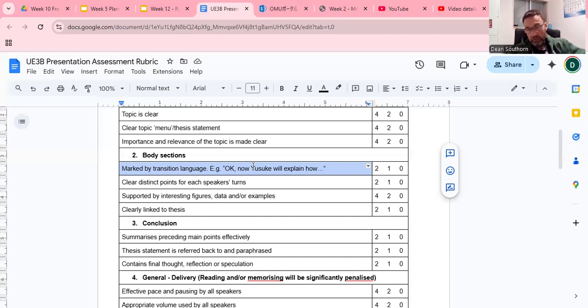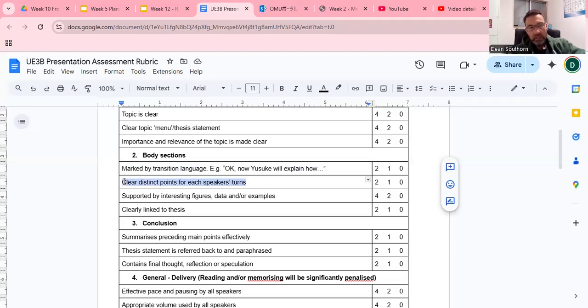So you could be talking about more than one solution. You say, okay, well, that's one solution that I've described. I will now look at another possible solution to this problem. Those transition languages let the audience know one part has finished, the next part is starting. Try to divide your presentation into clear points between speakers.